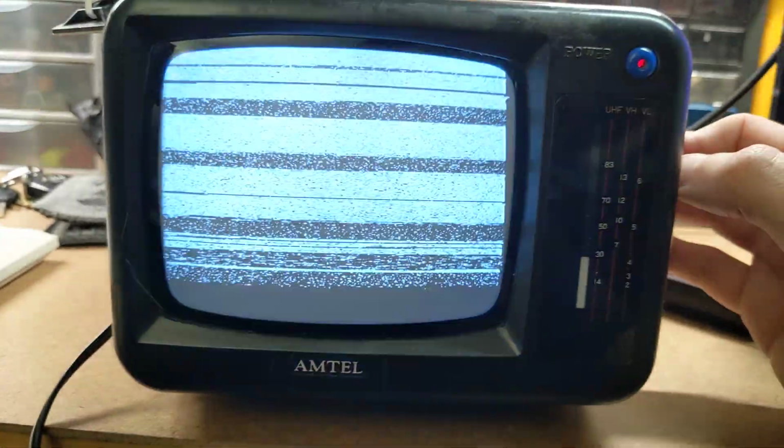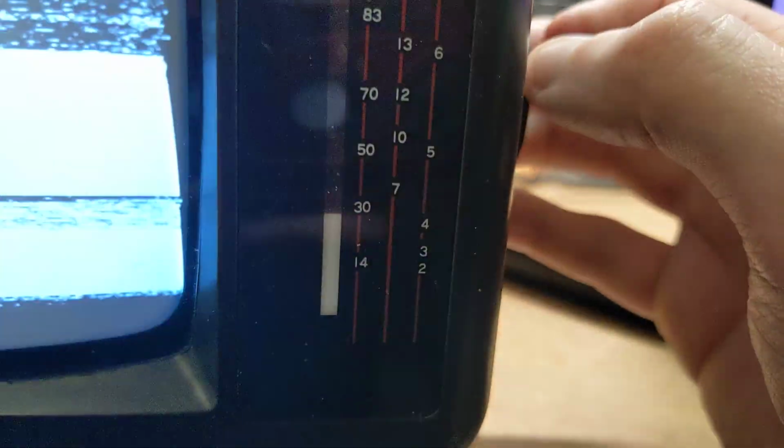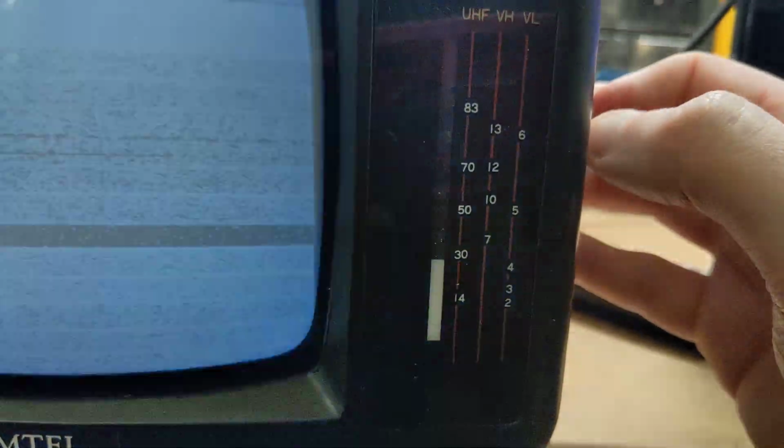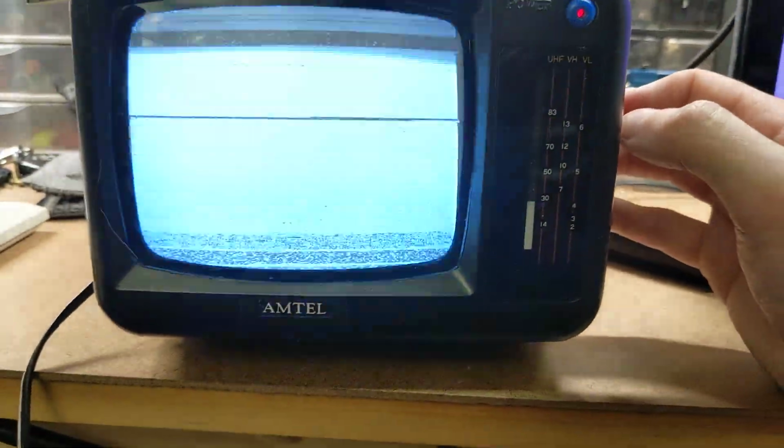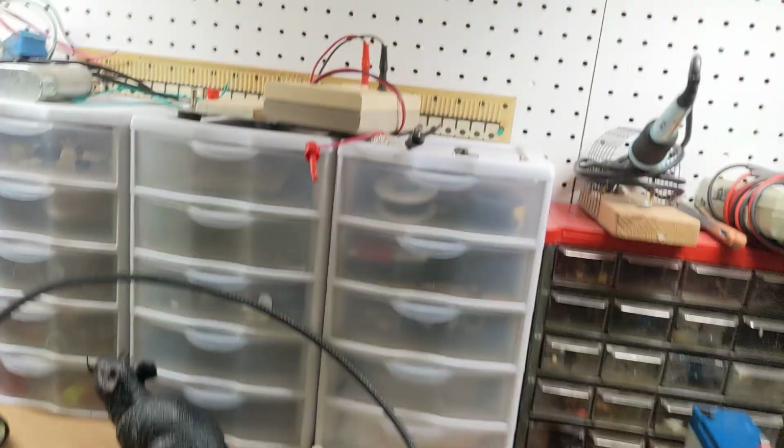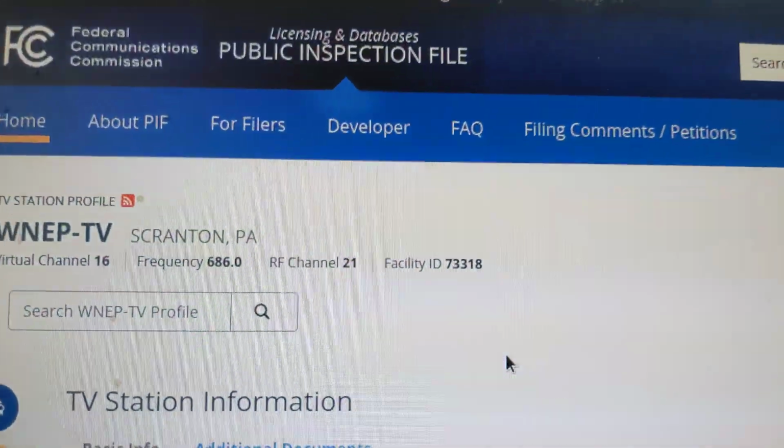That's what you get trying to receive digital TV on an analog TV. Yeah, I don't know what that is. That's just a lot of electromagnetic noise around channel 30 UHF. Who knows what that could be? Cell phones, something like that. Probably in the 500 megahertz range or so. I don't know. But WNEP would be right around here, around 21 on the UHF spectrum, because that's what the FCC is telling us they broadcast at.